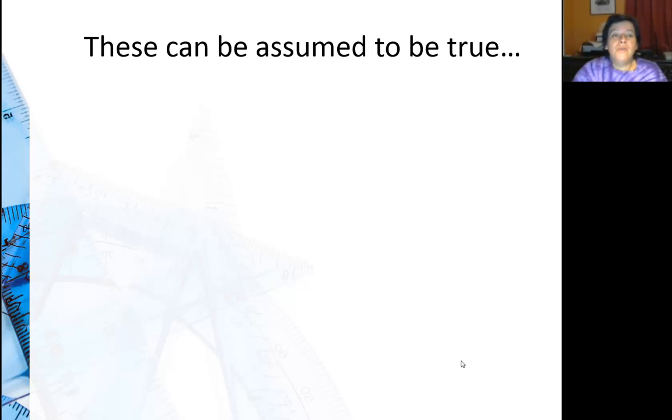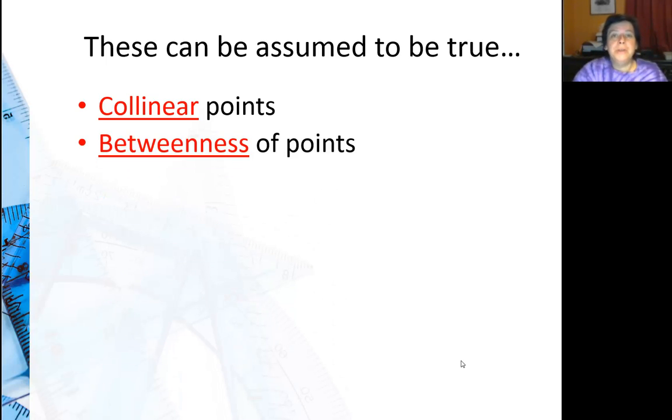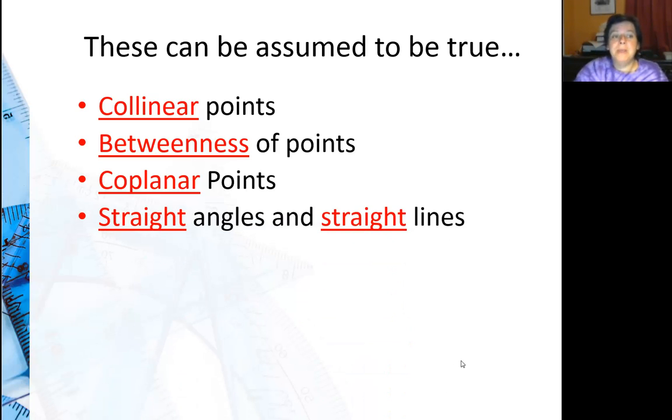So in the drawings, the things you can assume are true are collinear points. If 3 points look like they're on the same line, then they're on the same line. You can assume the betweenness of points. If I show A, then B, then C, B is definitely between A and C. You can assume that the points are coplanar unless we say something else. So most of the points are going to be on the same plane. You can assume that straight angles are straight 180-degree angles and straight lines are straight lines.